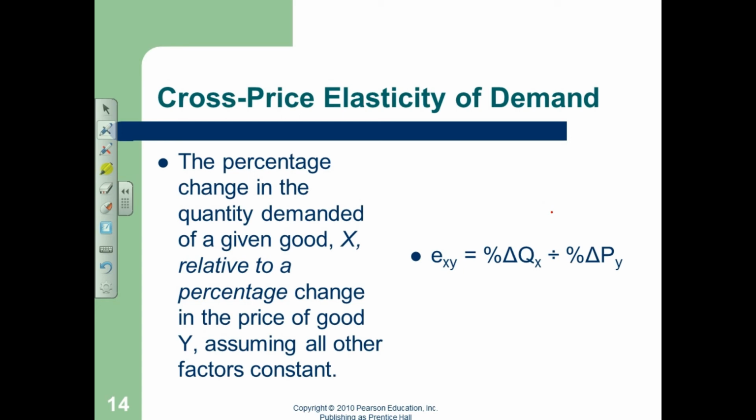Another concept of elasticity applied is cross-price elasticity. Now that one is shown here as elasticity of X, product X, as it relates to product Y. And that is equal to, here we have to use X and Y because we are dealing with two different products, the percentage change in quantity of X that results from a percentage change in the price of Y. Okay? So we are dealing with two different products.